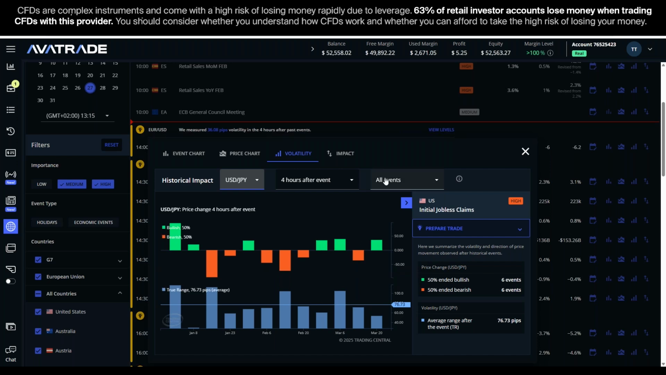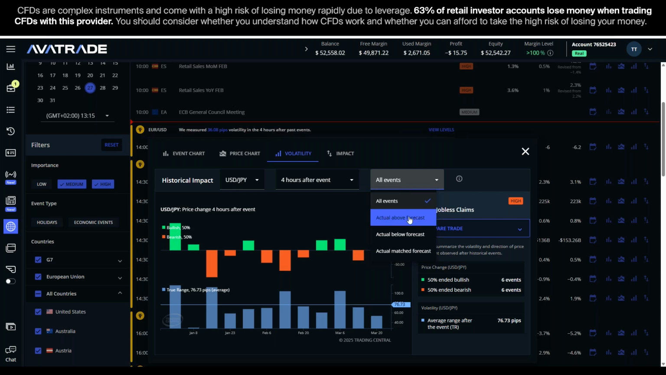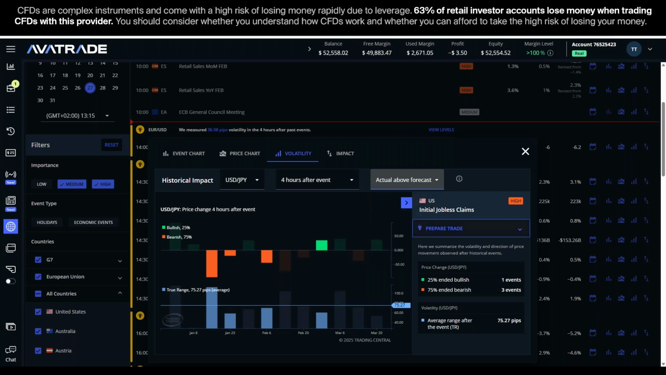You can't get more even than that. But what if I qualify this and say 4 hours after the event, what if these came in worse than expected, above forecast? Now all of a sudden it's predictable. 75% of the time, the yen strengthened and pulled the USD down.